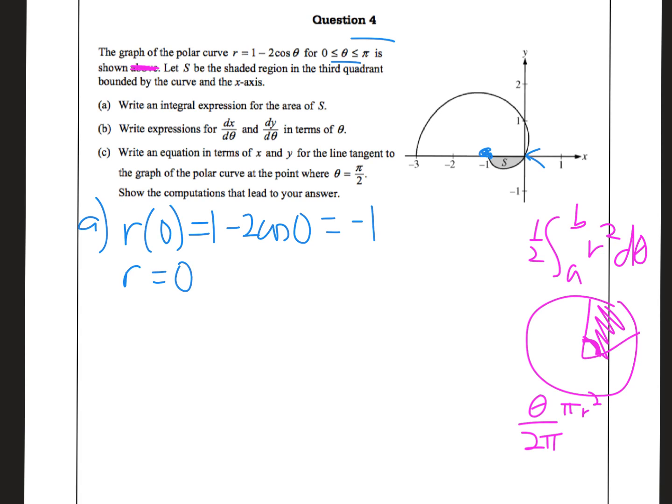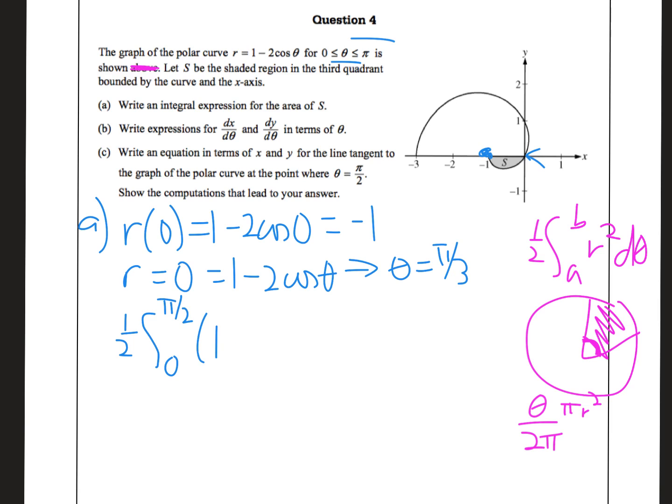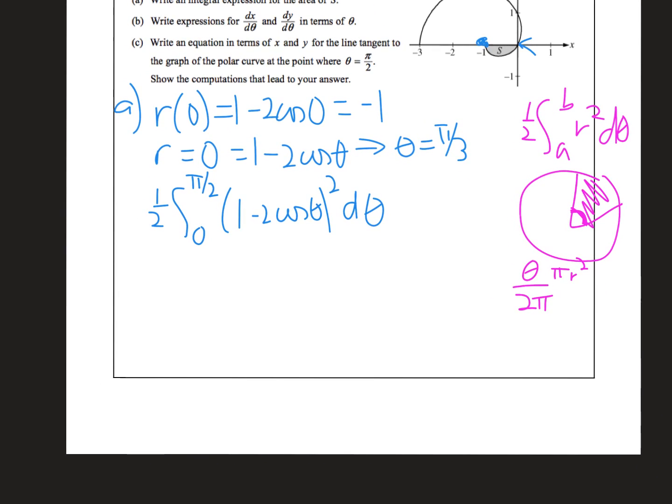So r equals 0. That's 1 minus 2 cosine theta. And that happens, add the 2 cosine theta, divide by 2. Cosine theta is 1/2 at pi over 3. So I'm going to be going 0 to pi over 3. So that means the area is from 0 to pi over 3, 1/2 r squared d theta. It doesn't ask me to calculate it, so that's all I need to do for that. That is it.